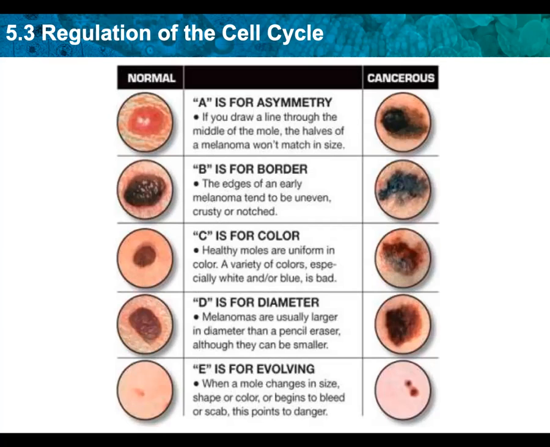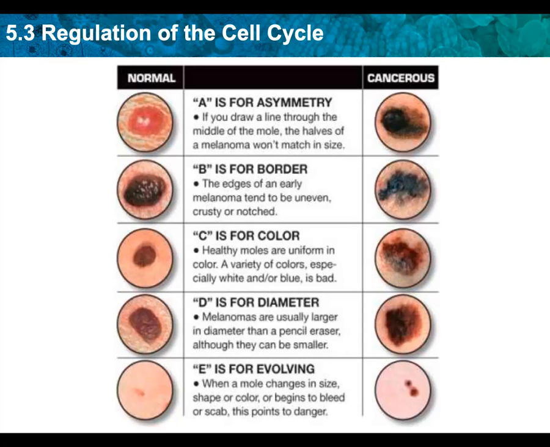Can you read that? It's pretty readable. So you think about it as A, B, C, D, E. A is for asymmetry. And so if the mole is not symmetrical, it could be cancer. So you can see on the right-hand side, that top picture, the mole doesn't have symmetry, whereas on the left-hand side, it's almost a perfect circle. So if the moles are not a regular shape, they could be cancerous. Doesn't mean that they are, it just means they might be cancerous.